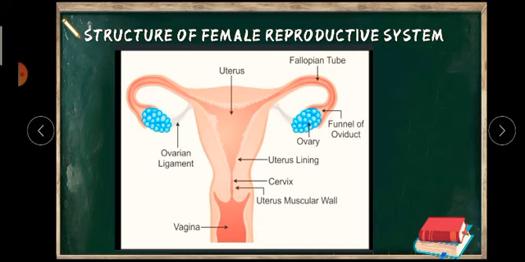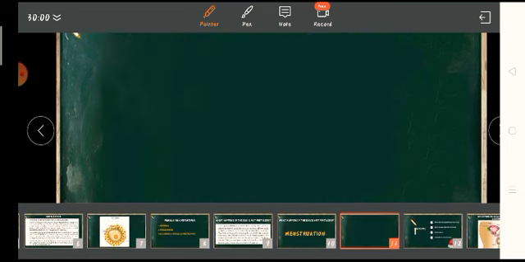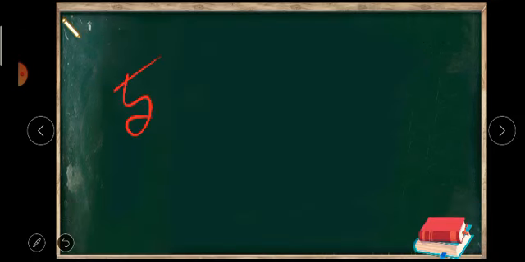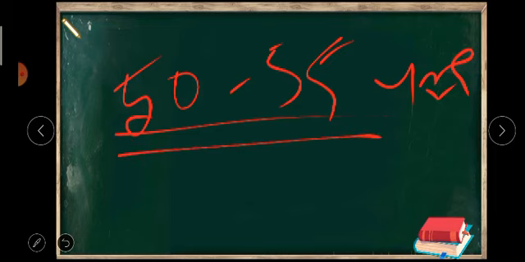As soon as she finishes everything, she will stop having the power of giving birth to a child. No more children she is able to give birth. This happens in a woman generally at 50 to 55 years of age. When a woman reaches the age of 50 to 55 years, she stops experiencing the release of ovum. That means she stops having the power to give birth to a baby.